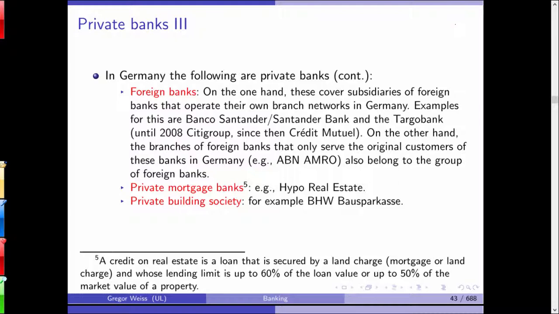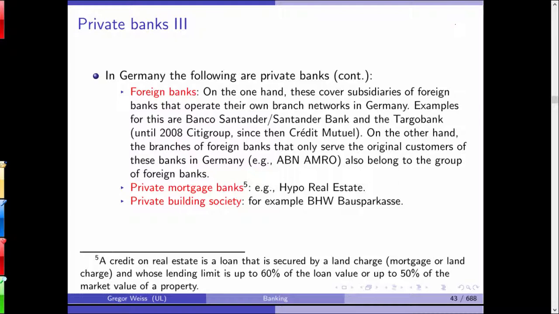Targo Bank used to be Citibank. Also quite interesting. In the US, it's Citigroup. In Germany, it used to be Citibank, and in 2008, the German subsidiary was sold to Crédit Mutuel, a French banking group, but Germans are not able to pronounce Crédit Mutuel, so what they did is they made up this name Targo Bank.